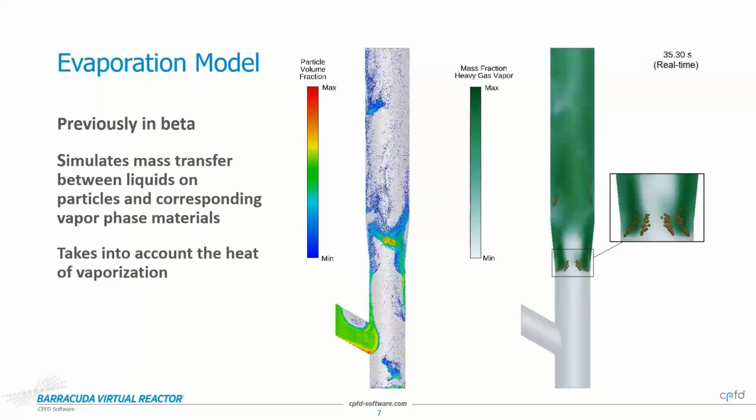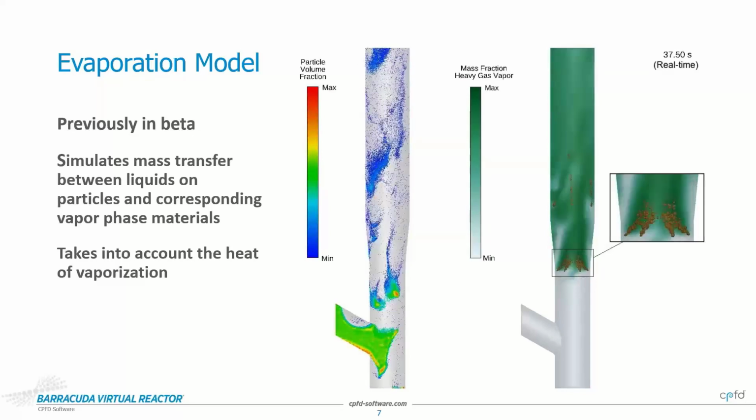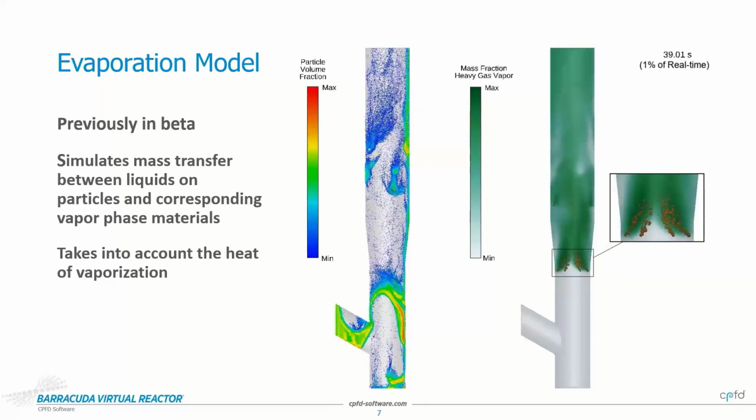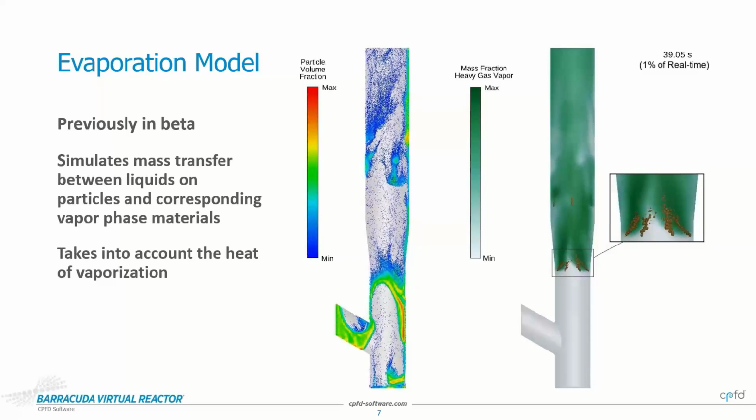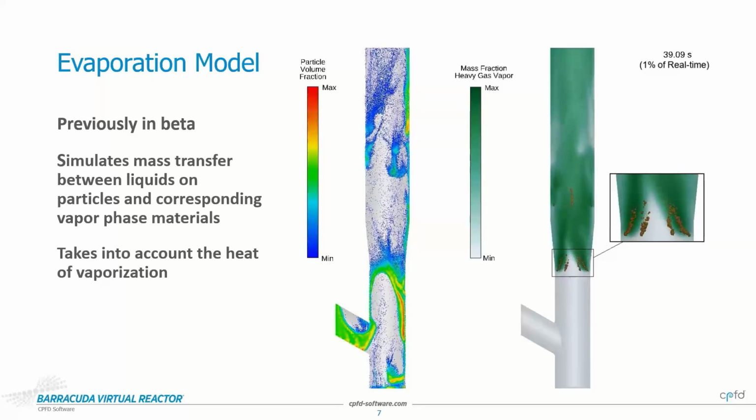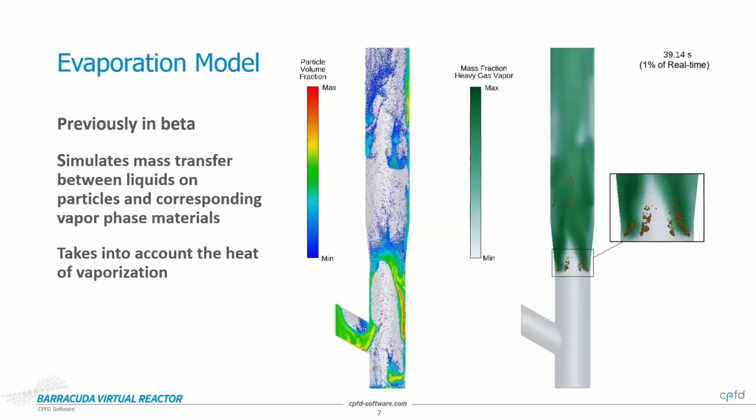This simulation is included in the Barracuda training directory as an optional exercise, and we have updated it to utilize the new evaporation capabilities in 22. The oil droplets are being injected as a liquid, and then they evaporate into the vapor phase where the material can participate in further chemical reactions.